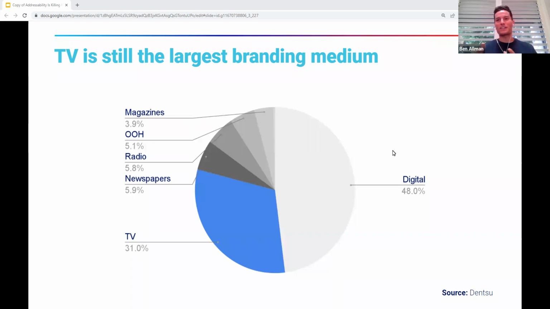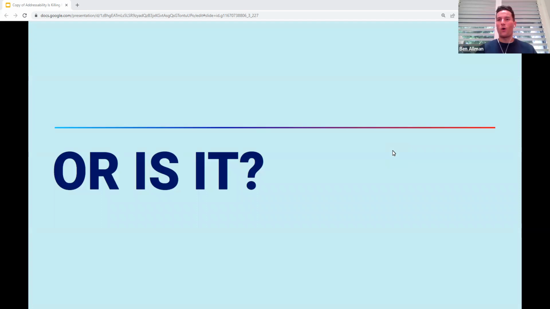Now, I'm oversimplifying things slightly here, but work with me. So think of everything to the right-hand side of this pie chart as addressable media, and everything to the left as mass media. TV, which is the big blue piece of the pie in the bottom left-hand corner, it's easily the largest of the mass media or branding mediums out there. Or is it?